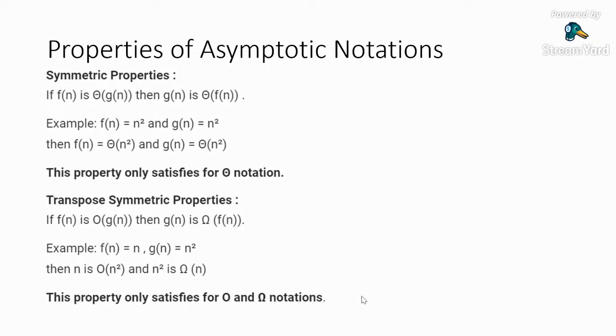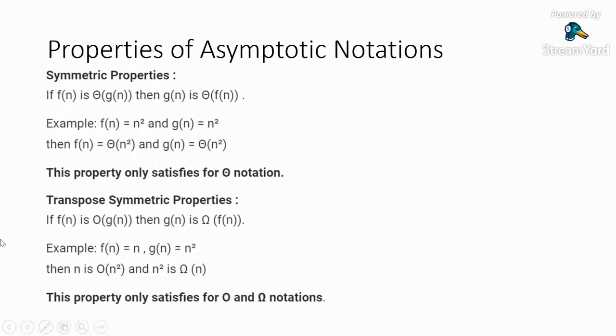Then we will see the fourth property, that is the symmetric property. What is symmetric property? If f of n is theta of g of n, then g of n is also theta of f of n. Okay, so this property will be applicable only in case of theta notation. Okay, because theta notation is used for providing the exact bound.